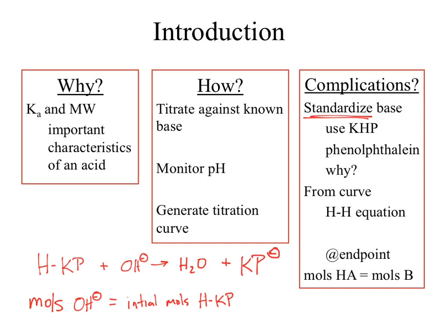Okay? So when we go through to do a standard or standardization of any kind of solution, we typically want to use something that has a very high molecular weight, so that when we make a mistake measuring the mass, that doesn't translate into a massive error in our calculations. So that's the biggest reason everybody uses the potassium hydrogen phthalate.